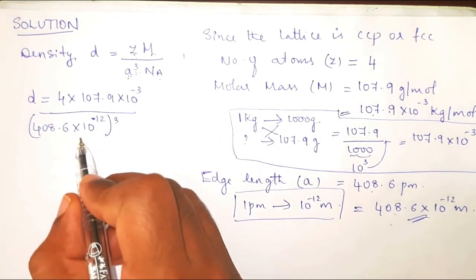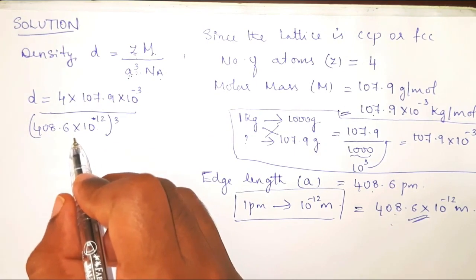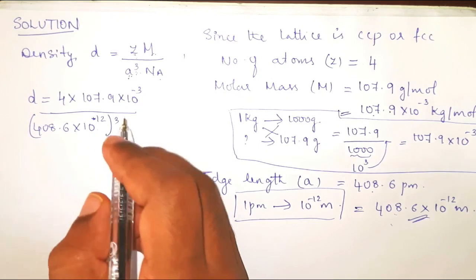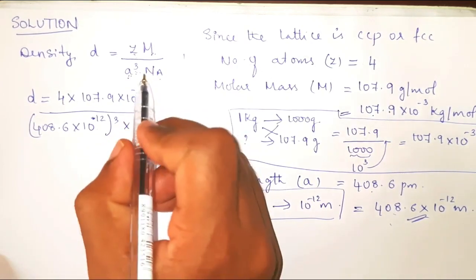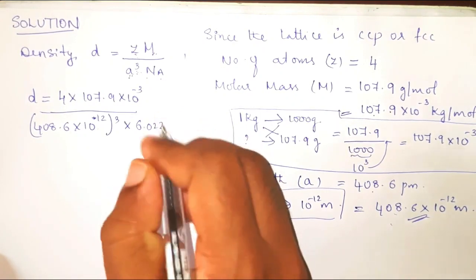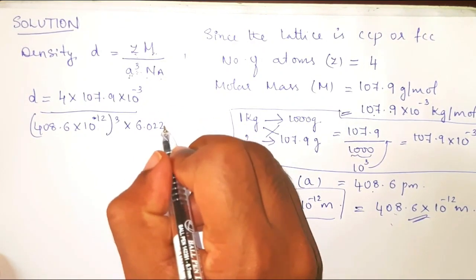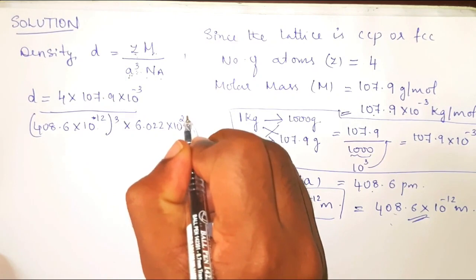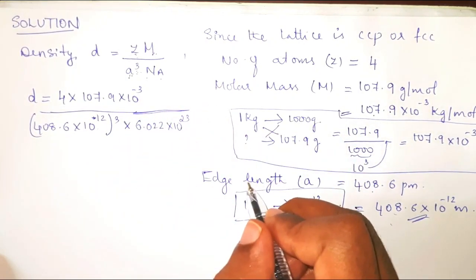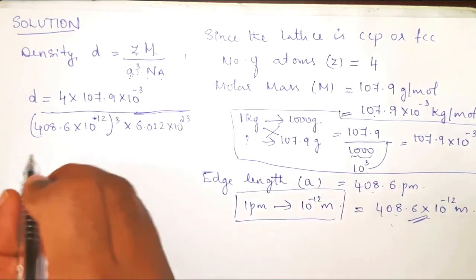So 408.6 into 10 to the power minus 12, then cube, into Avogadro number. Avogadro number is 6.022 into 10 to the power 23. It is not minus 23, it is 10 to the power 23. So you have to solve this.